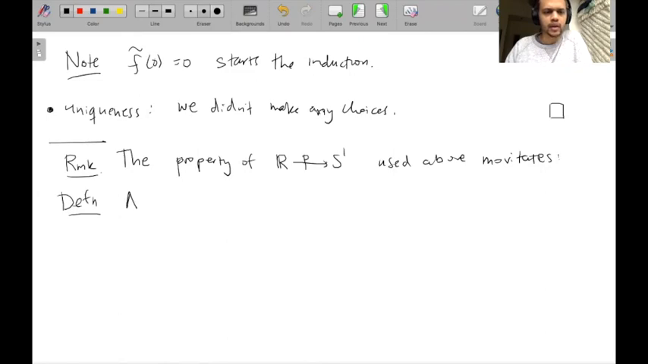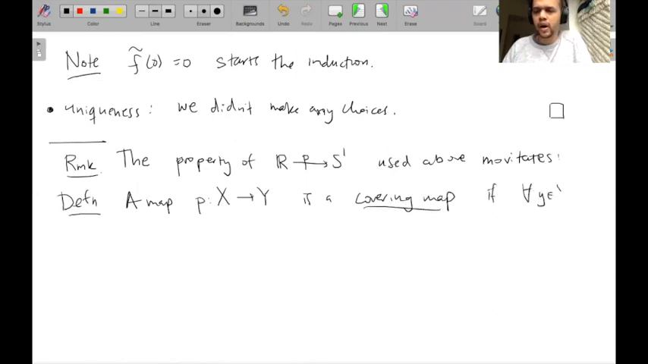So we say a map P from X to Y is a covering map if for every little y in Y, there exists an open set U containing y, so that the preimage of U is topologically equivalent to a product of U with some discrete set delta.